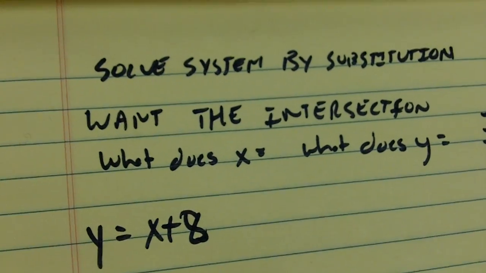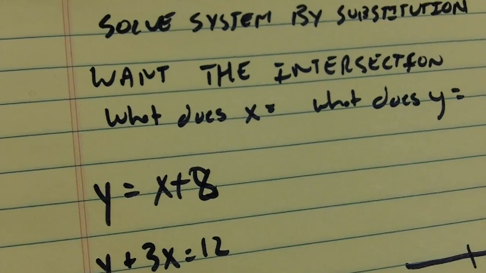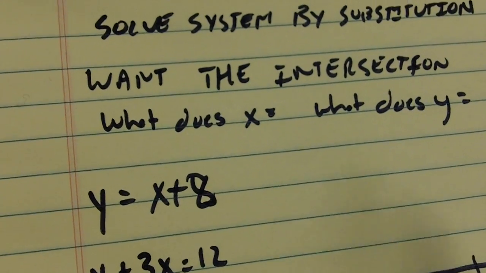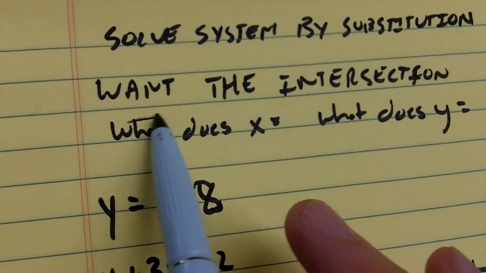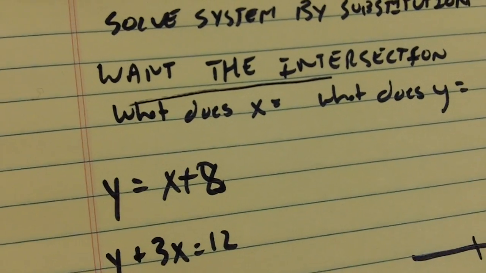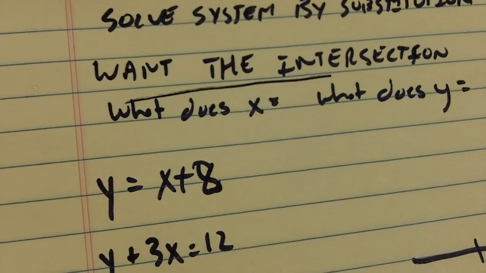Okay, today in class we looked at solving systems by substitution. When we solve a system, no matter how we do it, in this case by substitution, all we want is the intersection, which just means what the y equals and what the x equals when those two lines intersect.